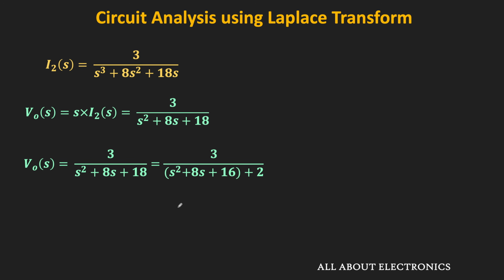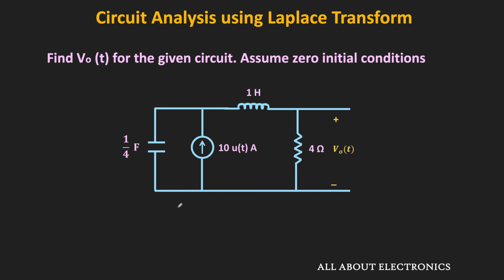So now, let us take another example. In this example, we have been given this circuit and we have been asked to find the voltage across this 4 ohm resistor. And here, once again, the initial conditions in the circuit are 0. So to find this output voltage, first let us find the equivalent circuit in the S domain.